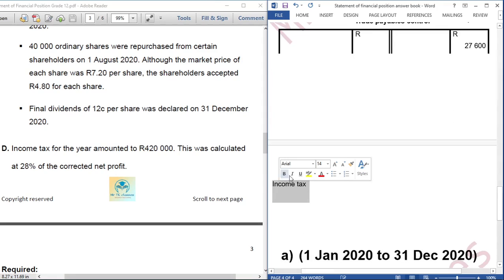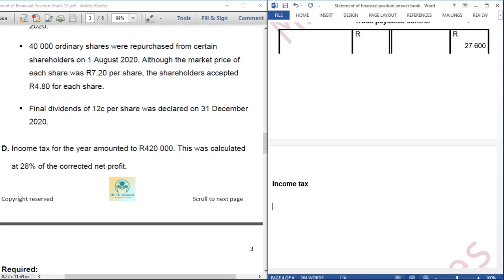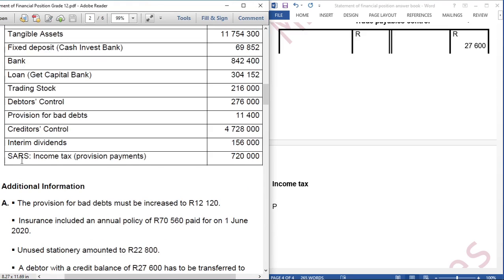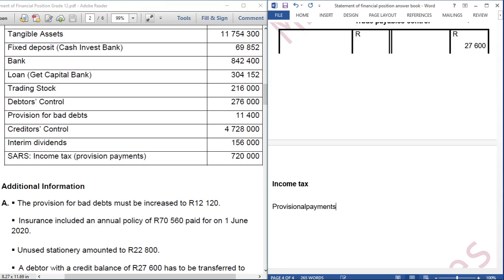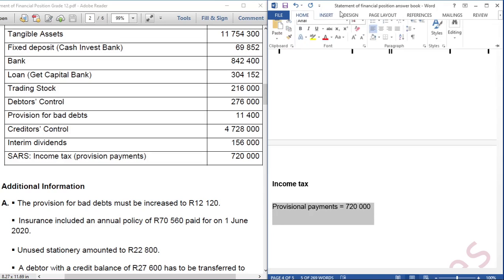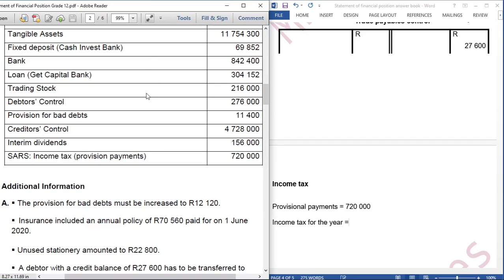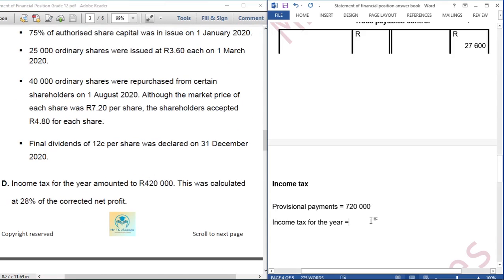All right. So when it comes to income tax, we can see that we have an income tax for the year, which is here, and we have provisional payments here. SARS income tax provisional payments. So we are going to say provisional payments, and this is equal to 720,000. We are also going to say income tax for the year. What is the amount? All right, we are going to scroll down. The amount is 420,000.